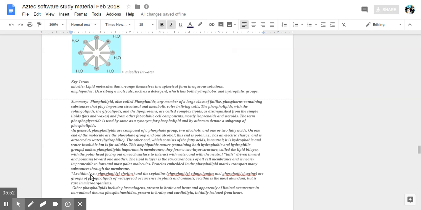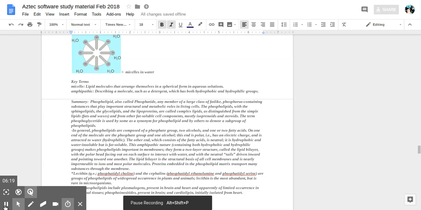The main types of the phospholipids: phosphatidylcholine, which is lecithin, and the cephalins, which are phosphatidyl ethanolamine and phosphatidyl serine, are the groups of the phospholipids widespread in the membranes of plants and animals. And lecithin, phosphatidylcholine, is the most abundant. However, it is rare in microorganisms.